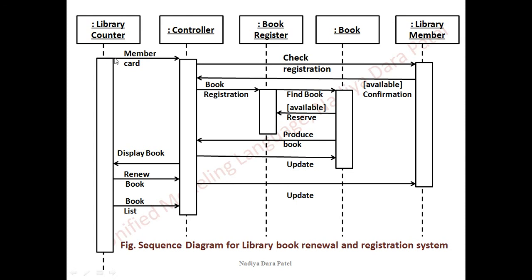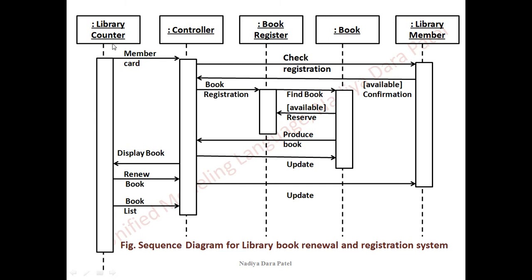So you can see, as soon as any object receives a message, the activation box gets active. Similarly, the book register got a message of book registration. Its activation box has become active. So I haven't drawn it from here, or I haven't kept it down there. As soon as it receives a message, the activation box should become active and should be drawn.